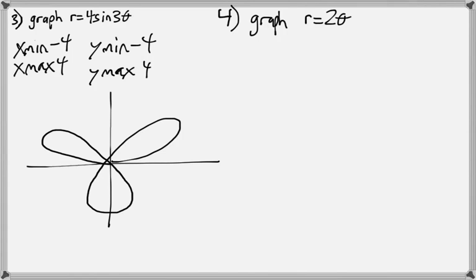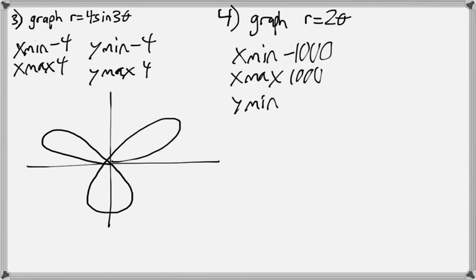For number 4, r is equal to 2 theta. So here, I've done this before, and we actually need quite a large window. So x min I want to be -1000, x max 1000, y min -1000, and y max 1000.